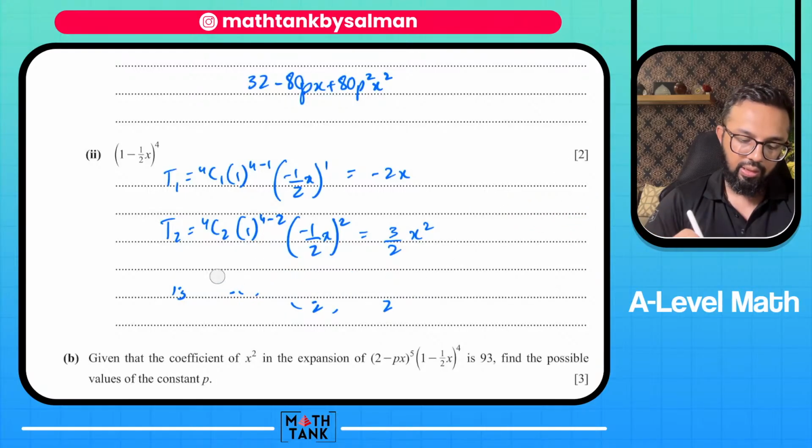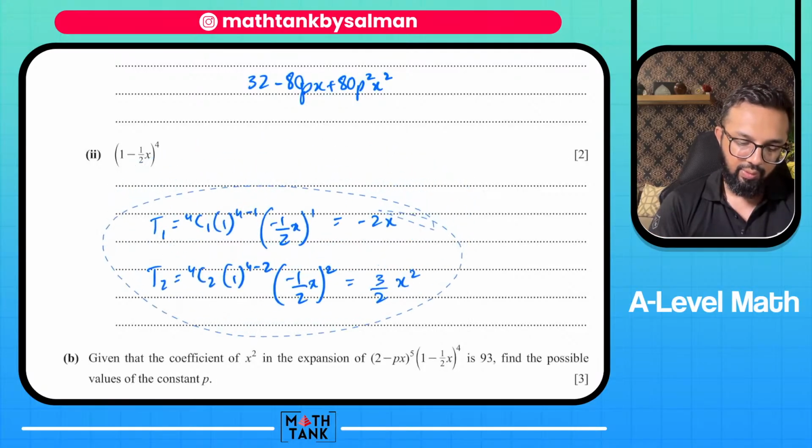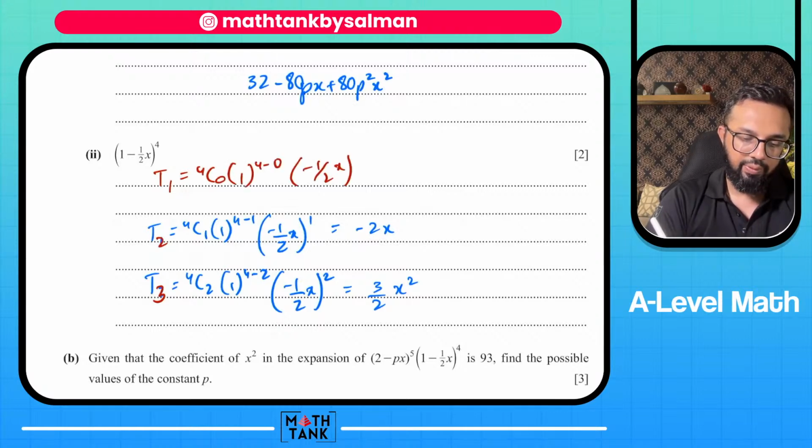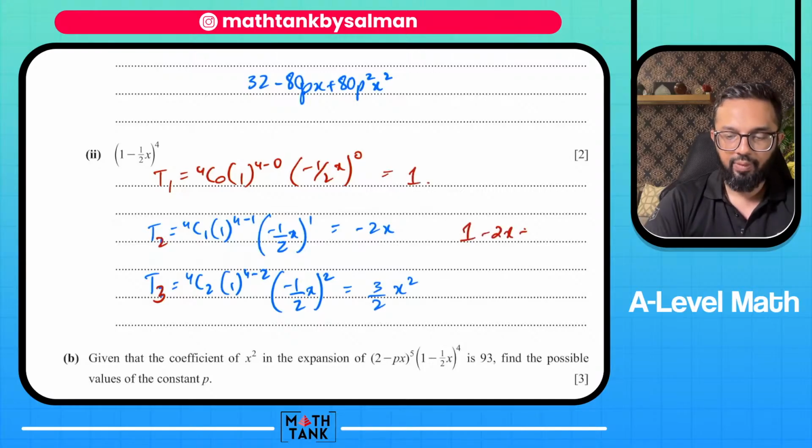This isn't correct. I've missed out one fundamental part because I was supposed to do 4c0 first. This is term number 2, this is term number 3. Term number 1 is 4c0, 1 power 4 minus 0, minus half x power 0. That was 1. So I don't know how I missed that, but that's true. Yeah, I just saw that.